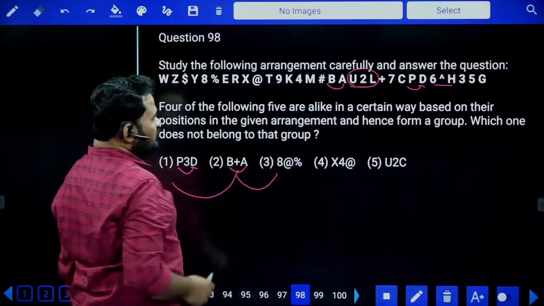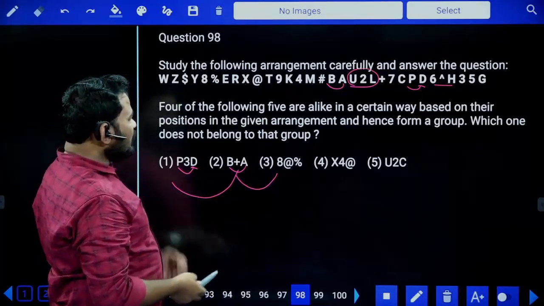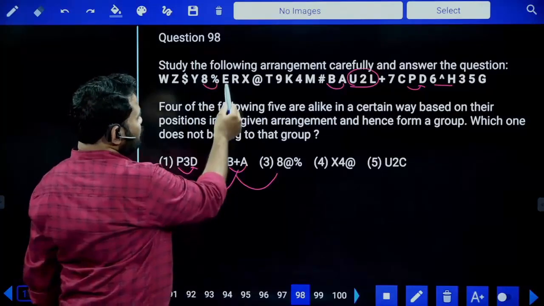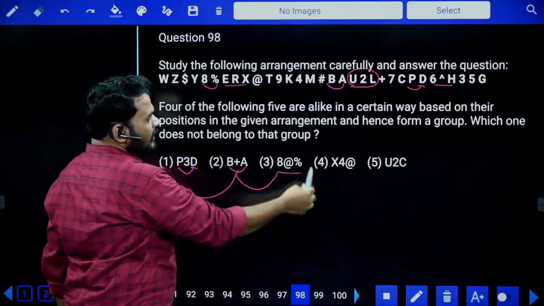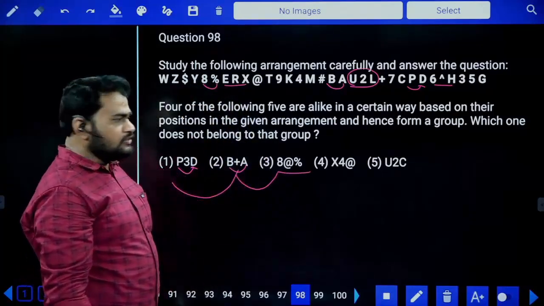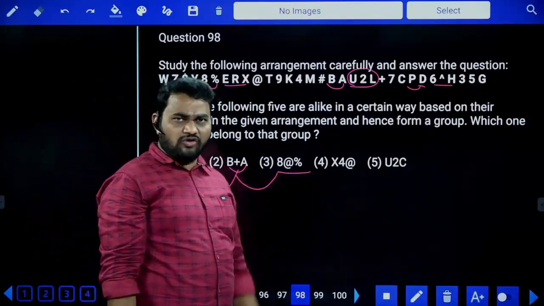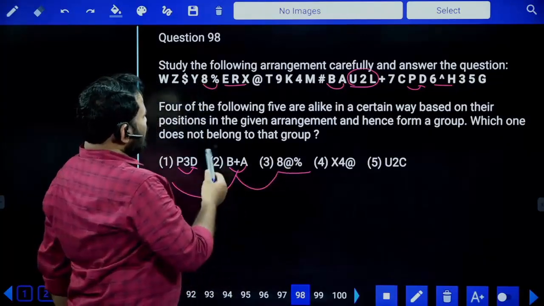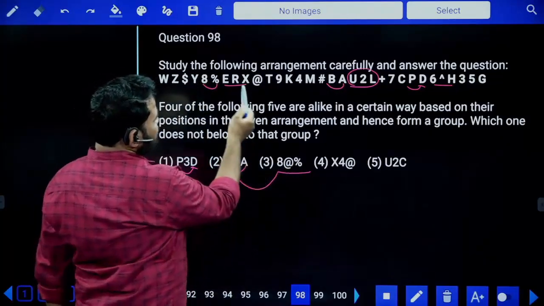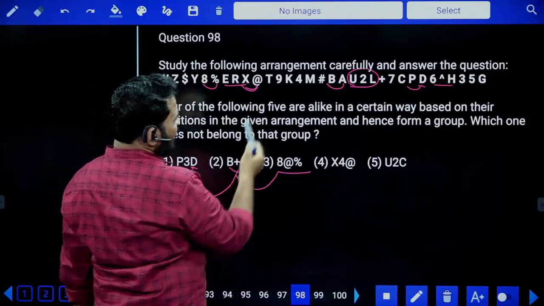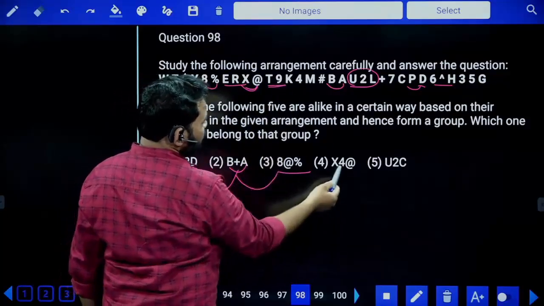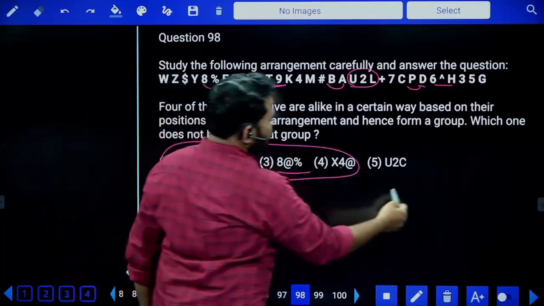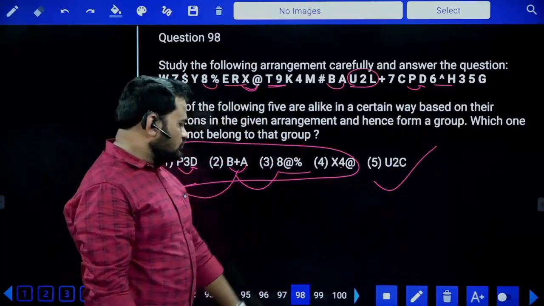Next third option, 8 and percentile. 8 and percentile are the neighbors. After percent, by leaving 3 elements, they gave you at the rate. Again third option is also same. So definitely my answer will be between either fourth option and fifth option. X and at the rate are the neighbors. After at the rate, by leaving 3 elements, we have 4. So first 4 options are same in logic. Hence fifth option must be the odd one out.